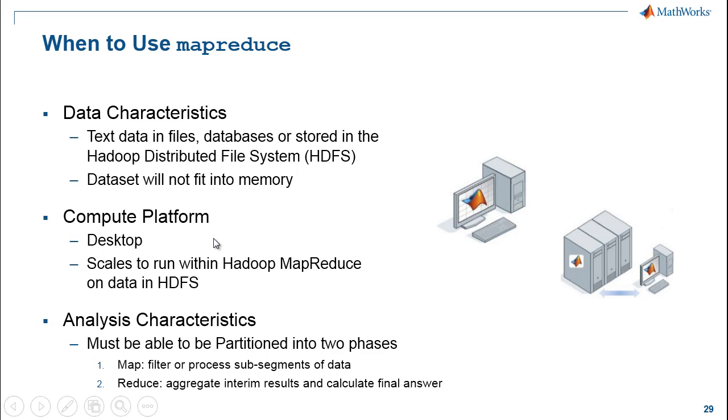The platforms where we can run this, well, we could run MapReduce just locally on our desktop. So maybe if I had a 10 gigabyte file on my desktop and I wanted some way to chunk through it, I could write MapReduce and just run it on my desktop and not need to worry about a cluster. But I could also take my MapReduce algorithms and very easily scale them to a Hadoop cluster to run on truly massive data. As far as the analysis characteristics of our problems, well, our problem needs to be able to partition into these two different phases. The mapping phase, where typically we're doing some type of filtering or processing the different sub-segments of our data, and then the reducing phase, where we're aggregating these intermediate results and calculating our final answer.